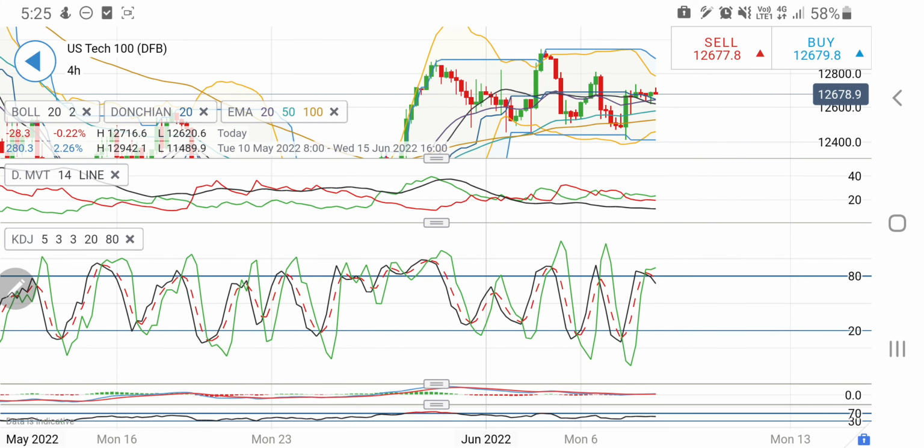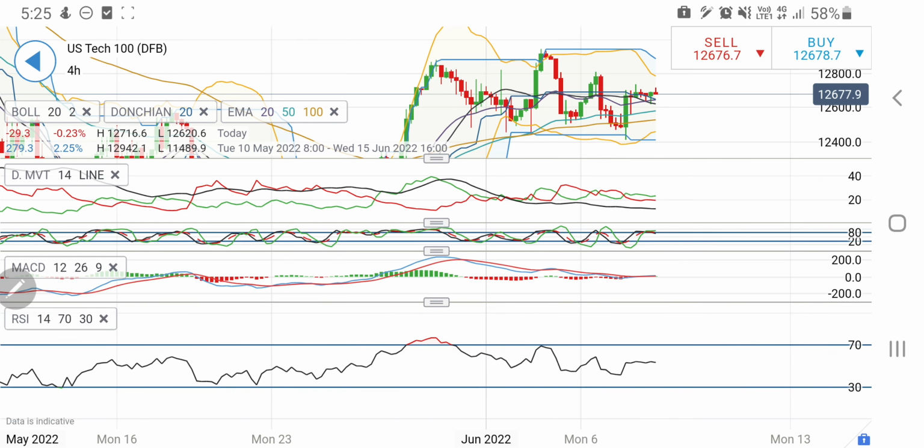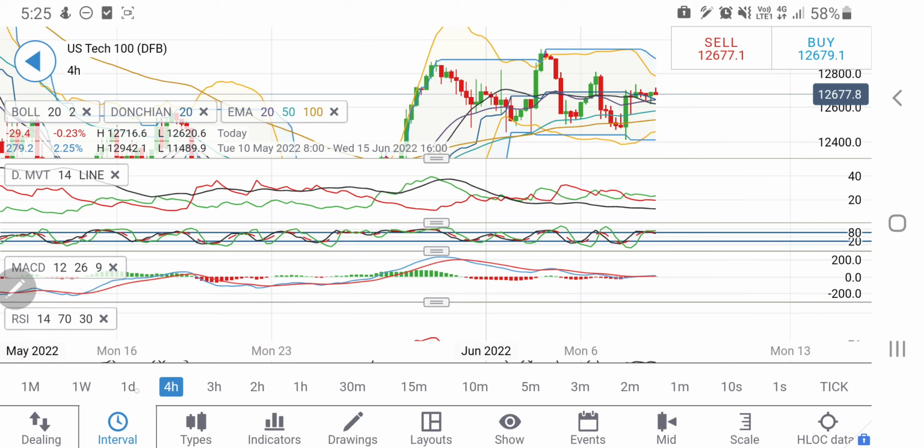On the 4-hour charts, directional movement is bullish. Stochastic is overbought, looking downwards. The MACD has just crossed over and it is trading in green. This is the second green candle. Maybe it has to give a sharp green candle for it to diverge more and continue the bullish momentum. RSI is trading flat. Now let's have a look at the daily charts.